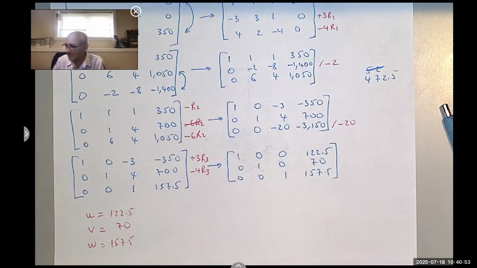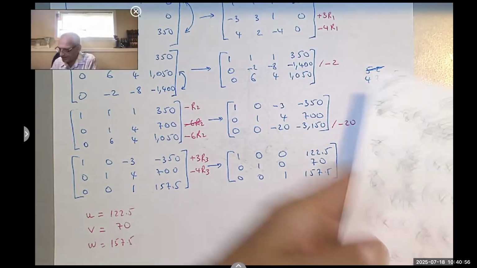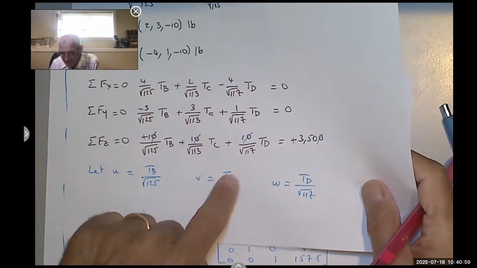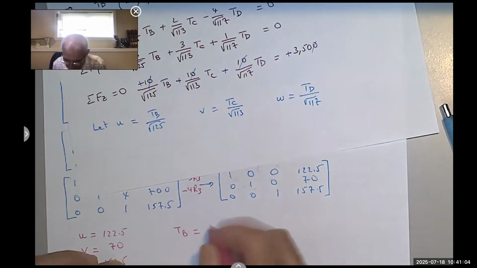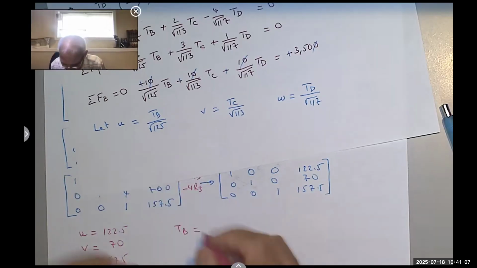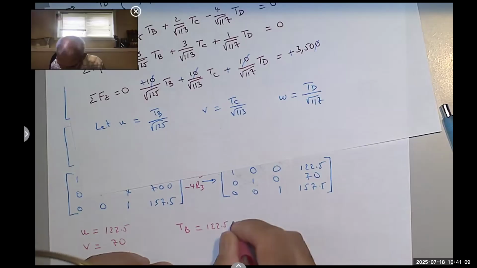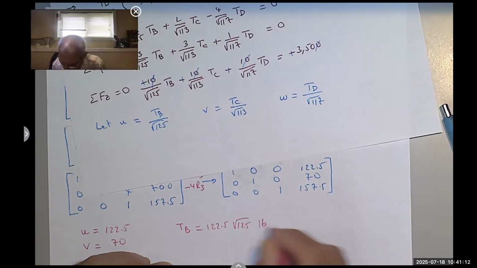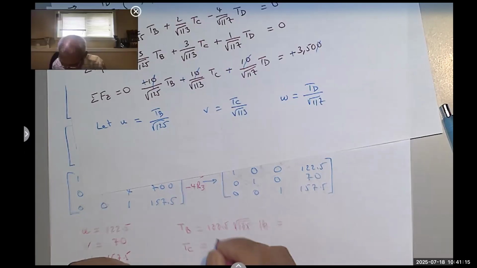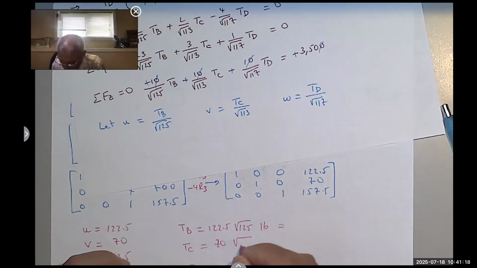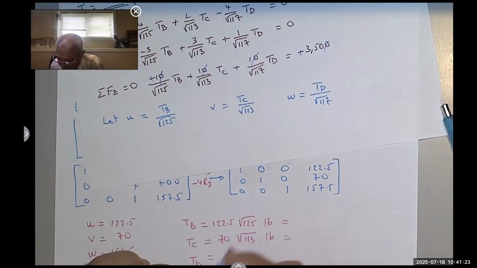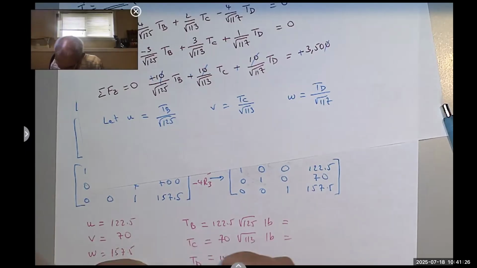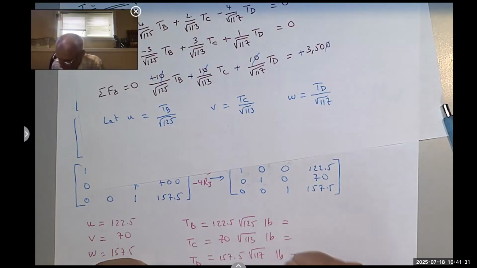I didn't want U, V, and W. I really wanted to find TB, TC, and TD. So I say TB equals U times that, so 122.5 root 125 pounds, or TC equals 70 root 113 pounds, or TD equals 157.5 root 117 pounds.